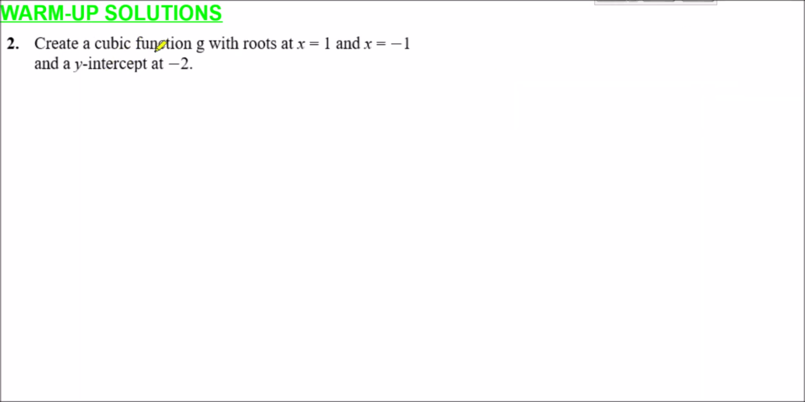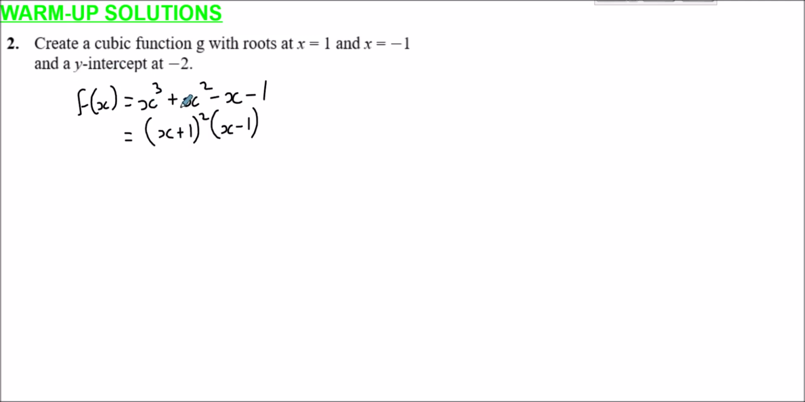Question 2, we need to create a cubic function g with roots at x equals 1 and x equals minus 1, and a y-intercept at minus 2. Well, what we can do here, we can use the answer from warm-up question 1 to help us. From warm-up question 1, we had that f of x was x cubed plus x squared minus x minus 1, which we showed was exactly the same thing as x plus 1 squared times x minus 1. And this crossed the y-axis at minus 1.